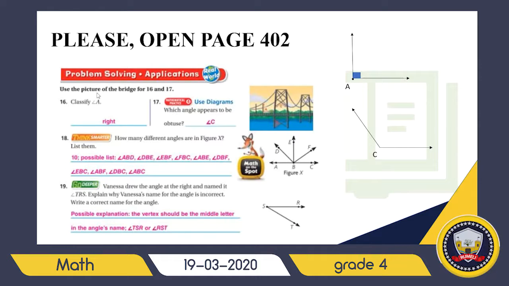It says use the picture of the bridge for 16 and 17. We need to check the picture together. It says classify angle A. Angle A is right here. So I already put a shape here, right angle, right? Good. So angle A represents a right angle. What about which angle appears to be obtuse? So I draw angle C here. An obtuse angle represents an angle which is greater than a right angle. So angle C is greater than a right angle. It represents an obtuse angle. So angle C is an example of an obtuse angle.